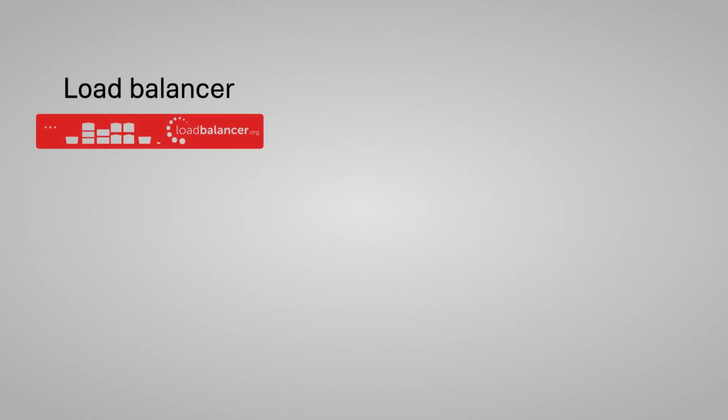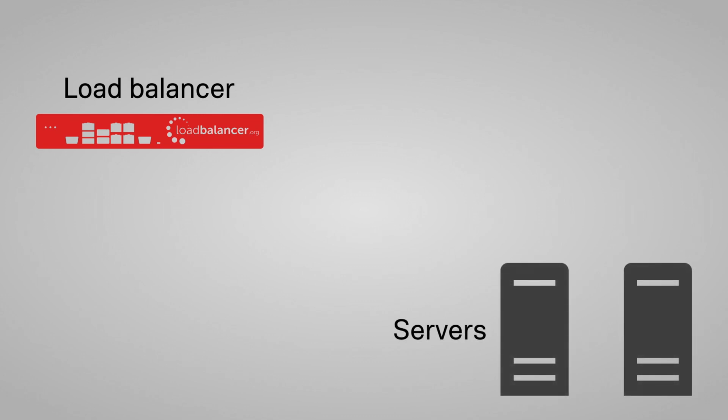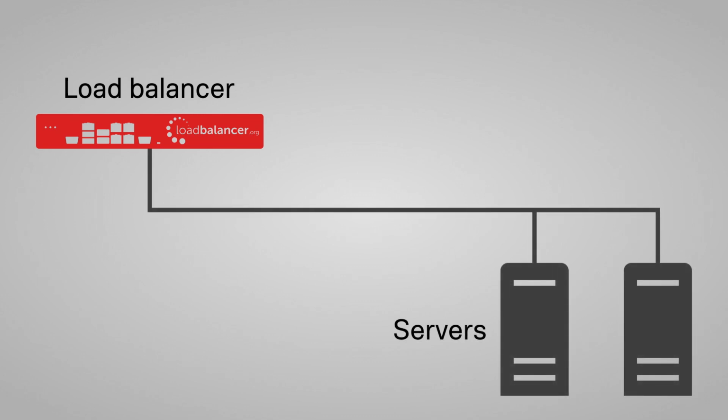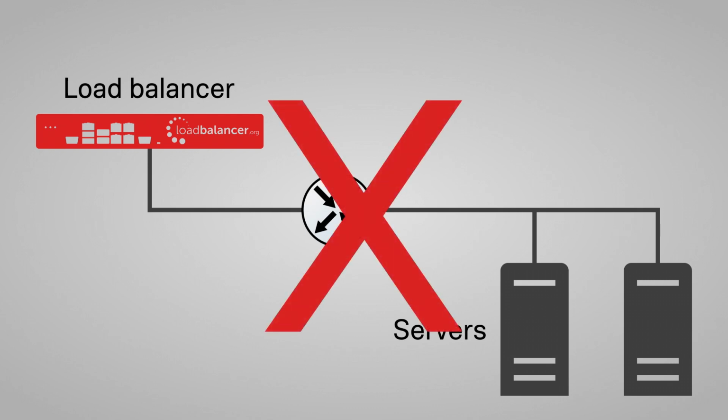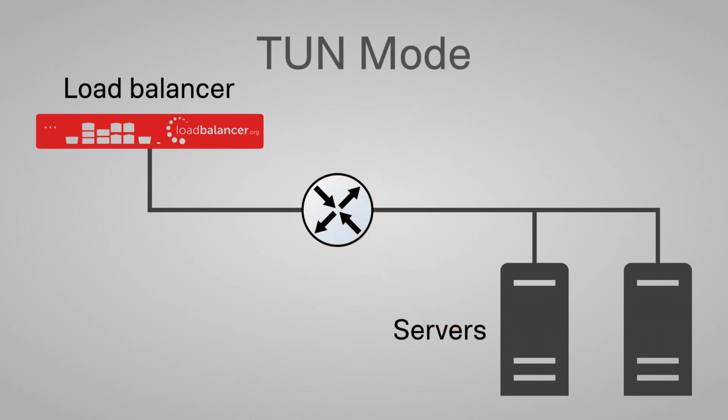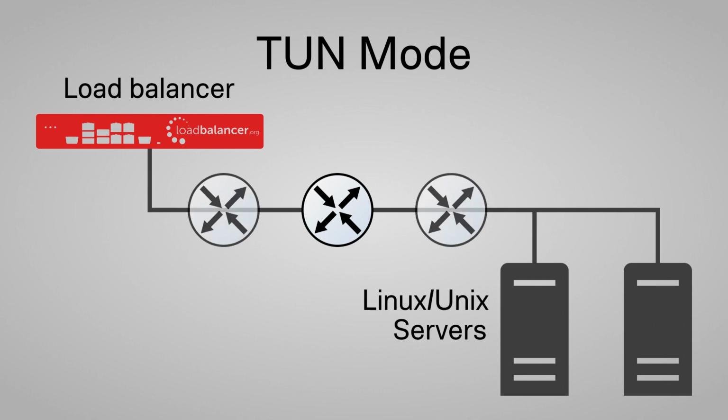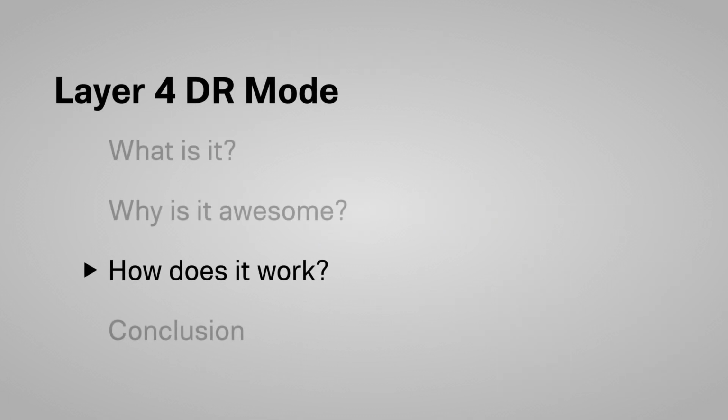Finally, because DR mode works at layer 2 by changing MAC addresses, the load balancer and the servers being load balanced must be on the same network segment. Putting a router hop between the load balancer and the servers will break DR mode. There's a niche variant called TUN mode which works around this restriction when using Linux or Unix servers, however, that's outside the scope of this video. Let's look in detail at how DR mode works.